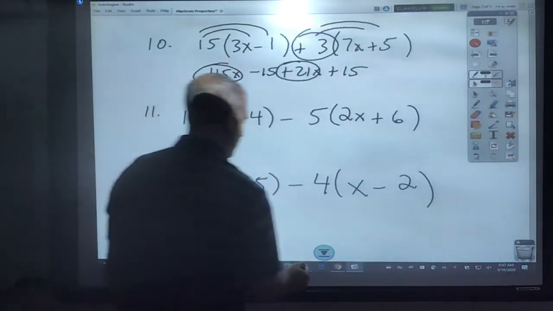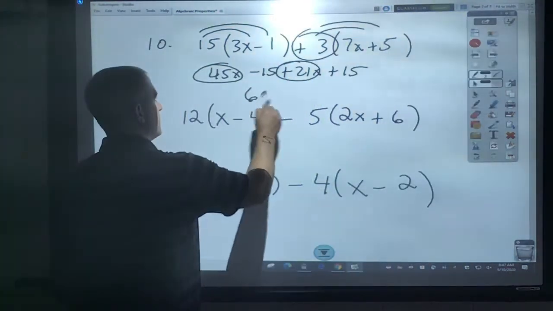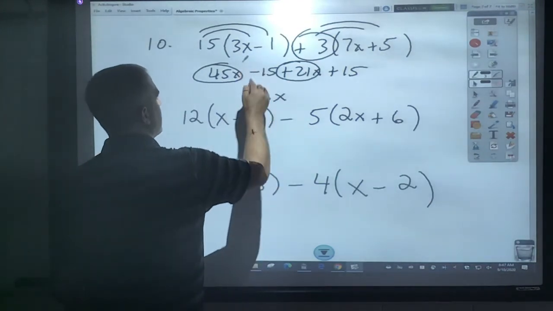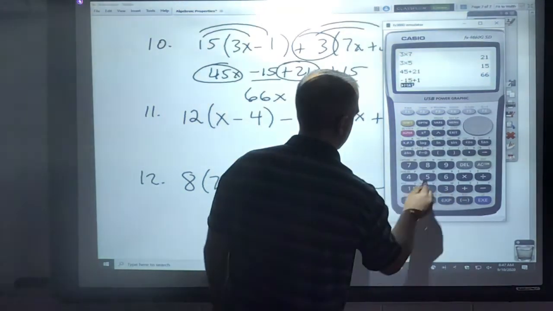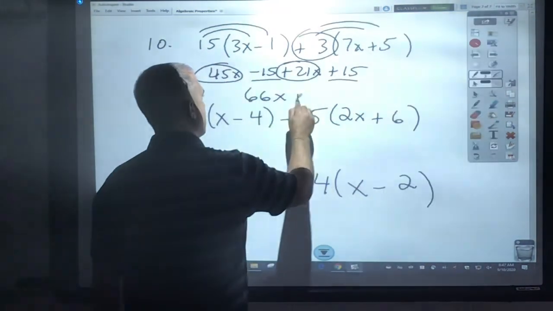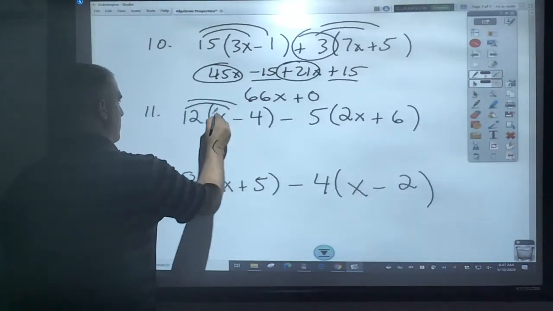Those are my like terms. 45 plus 21, which will give me 66. All right, then I got negative 15 plus 15. As you can see, I can either write 0 or I don't have to put anything at all, okay? I'm gonna put a 1 here to help me.